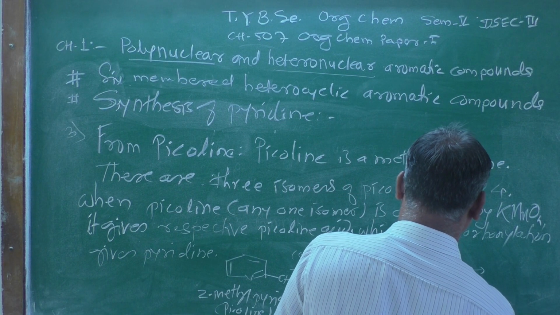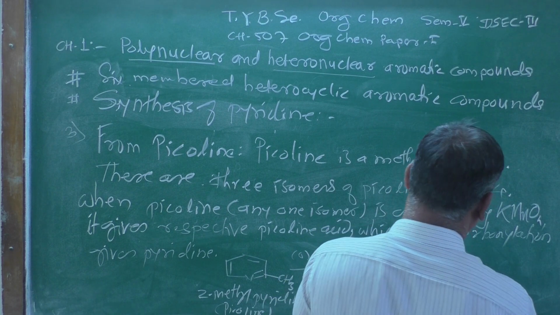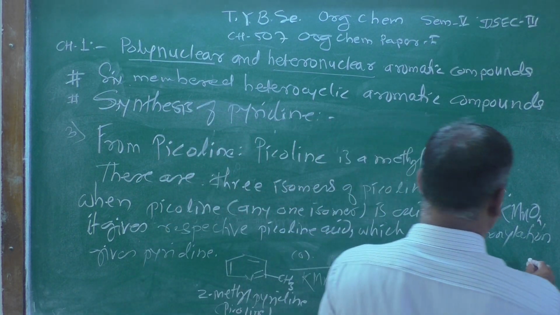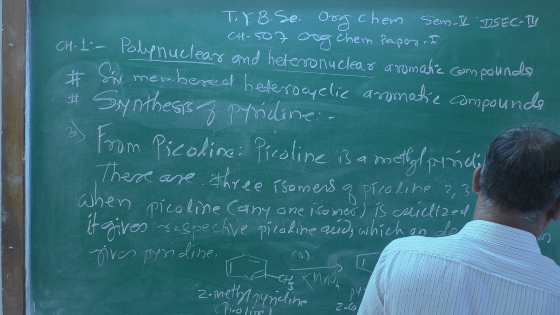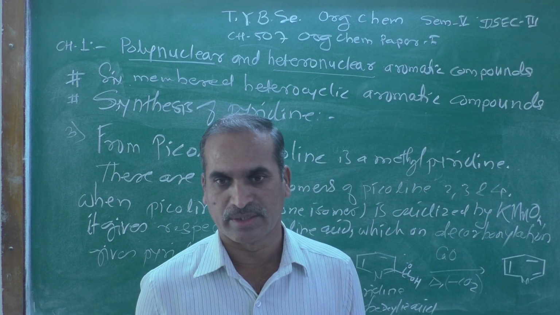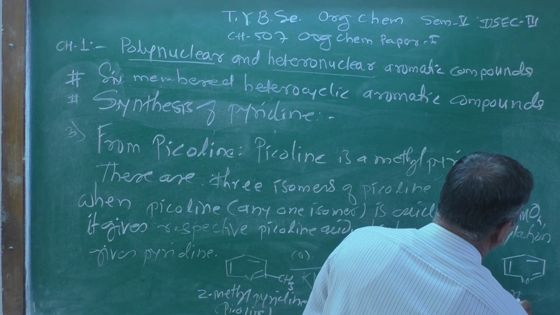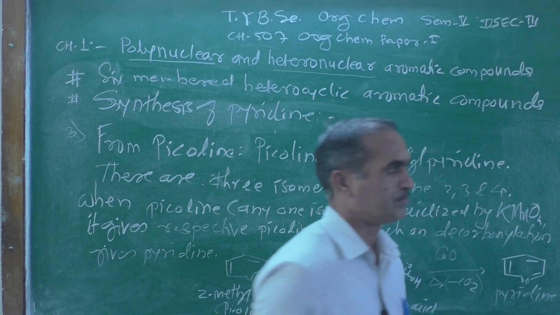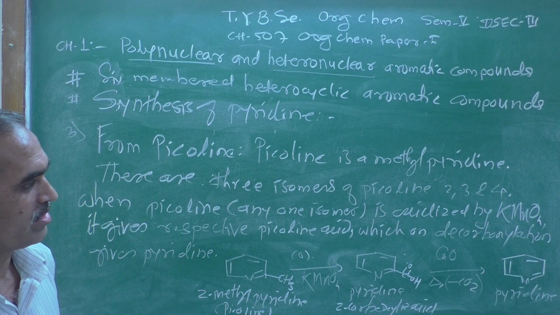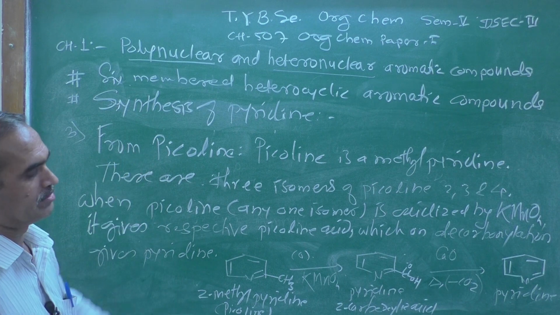decarboxylation, minus CO2, carbon dioxide is easily evolved, and the resulting compound will be pyridine. So this is a third method for the synthesis of pyridine. How one can get the pyridine? That is one of the simplest methods to obtain the pyridine from picoline.